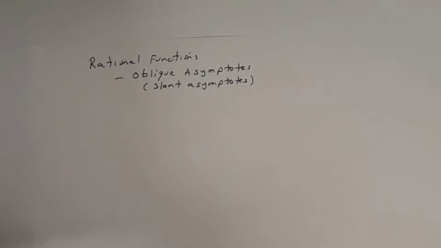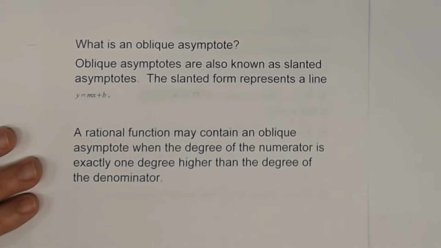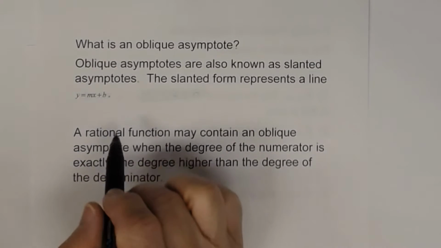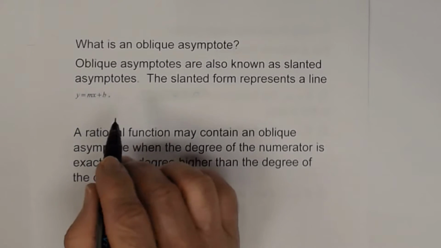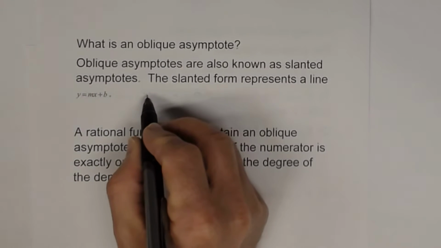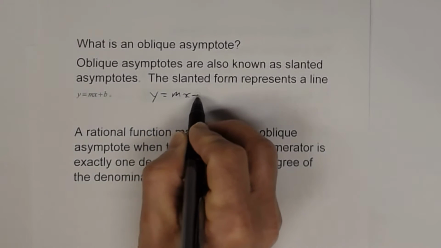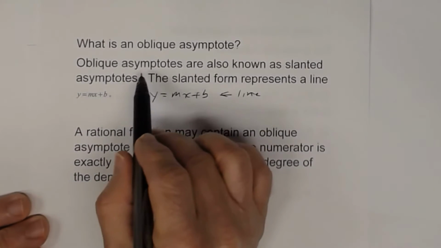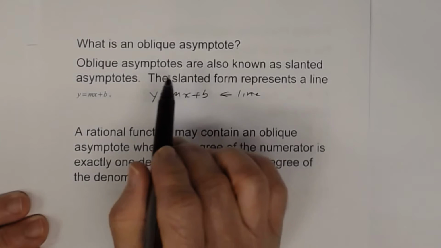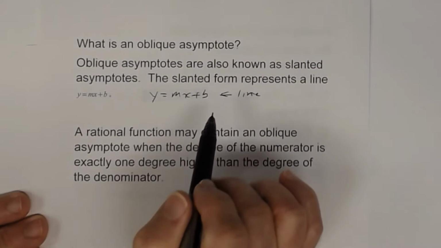Well, first of all, you may ask, what is an oblique asymptote? Okay, so oblique asymptotes, which are also known as slanted asymptotes, have this form, y equals mx plus b. Now remember, you may recognize this as the slope-intercept form of a line. So let me go ahead and rewrite this a little bit better. So y equals mx plus b. So remember, this is a line, right? So an oblique asymptote or a slant asymptote, same thing, is a line.